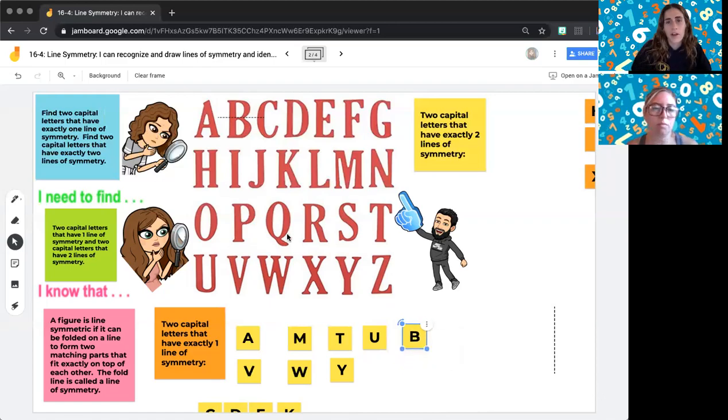Perfect. What do we think about C? I'm thinking that if you put the top of C onto the bottom, it would match up. They're the same from the top to the bottom. I agree.